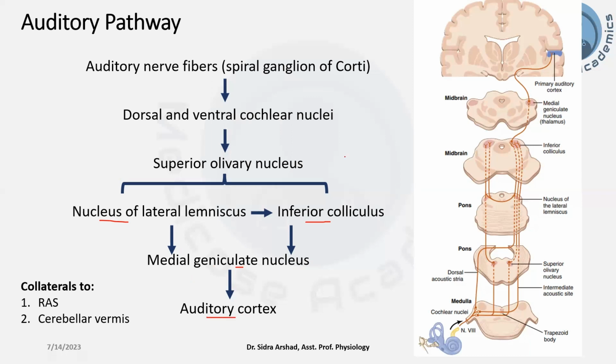So there are multiple levels at which these auditory fibers are crossing over to the opposite sides. They include the trapezoid body, the commissure between the two nuclei of the lateral lemnisci, and the commissure connecting the two inferior colliculi. So it means that if the left organ of Corti is stimulated, the right auditory cortex along with the left auditory cortex is going to perceive that sensation of hearing. Also, the collaterals move to the reticular activating system along with the cerebellar vermis.